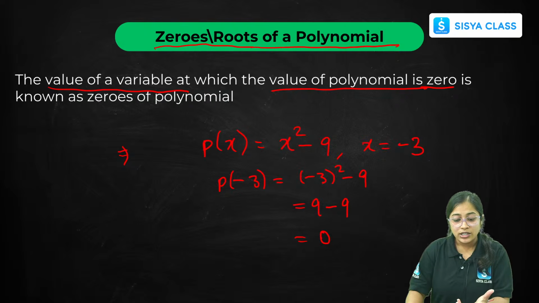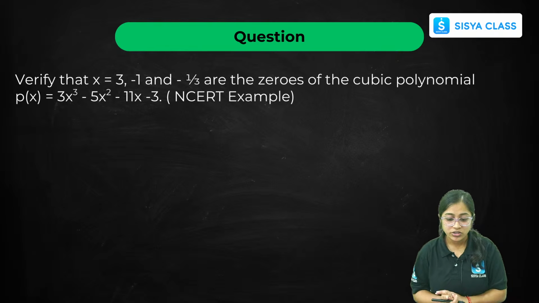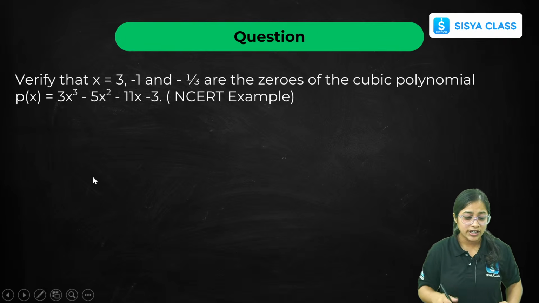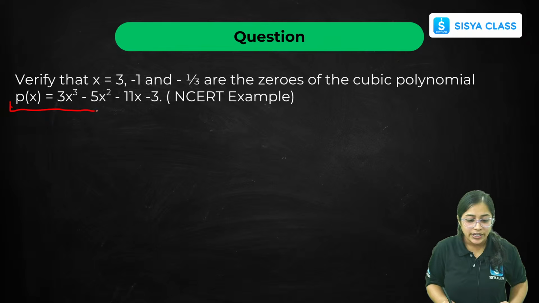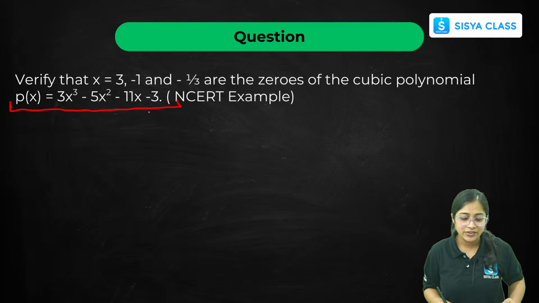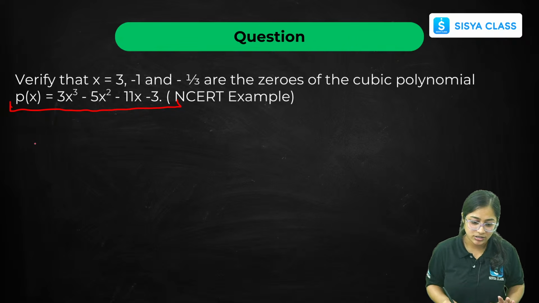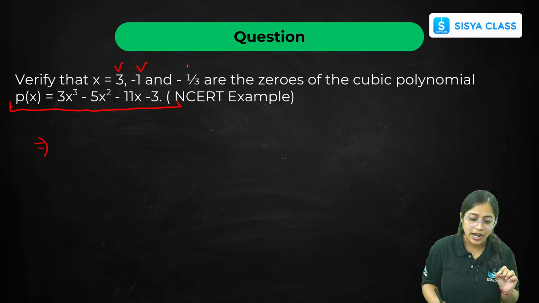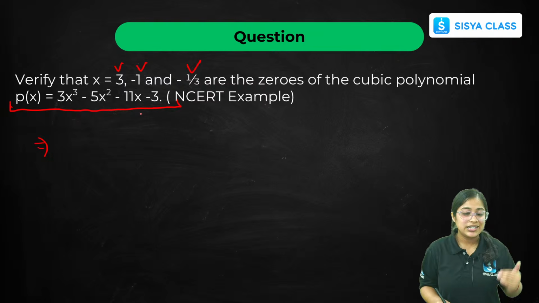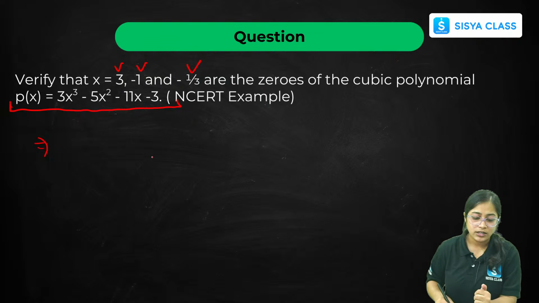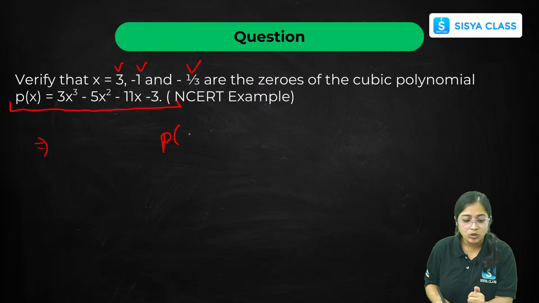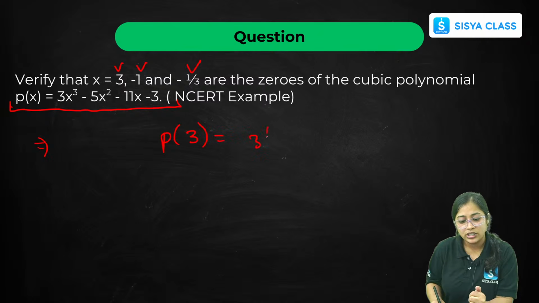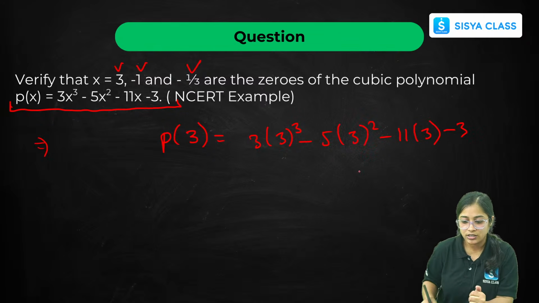Now let's move ahead and do a question on zeros of a polynomial. Here you have this cubic polynomial p(x) equal to 3x cube minus 5x square minus 11x minus 3. Now one by one, let's check whether 3, minus 1 and minus 1 upon 3 are zeros of this polynomial or not. Let's check for 3 first. We get p(3) equal to 3 into 3 cube, then minus 5 into 3 square, then minus 11 into 3 and minus 3.